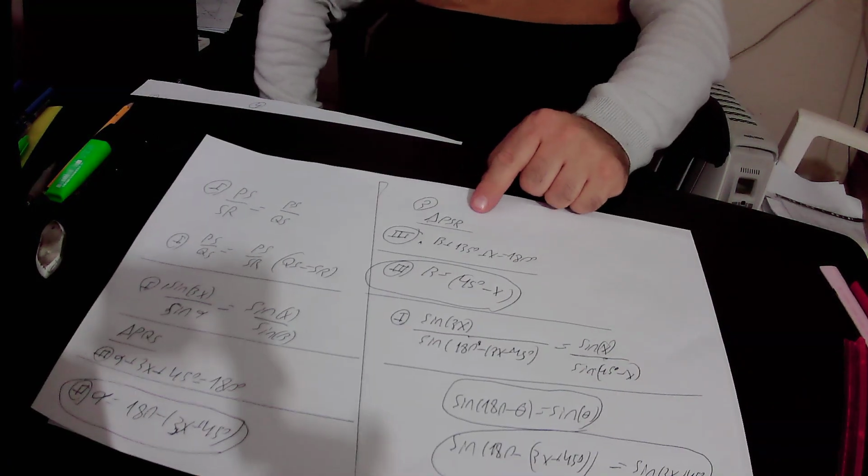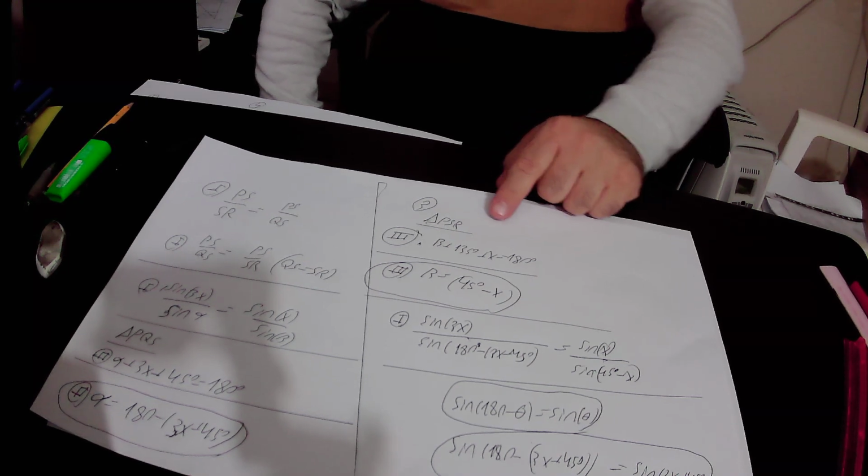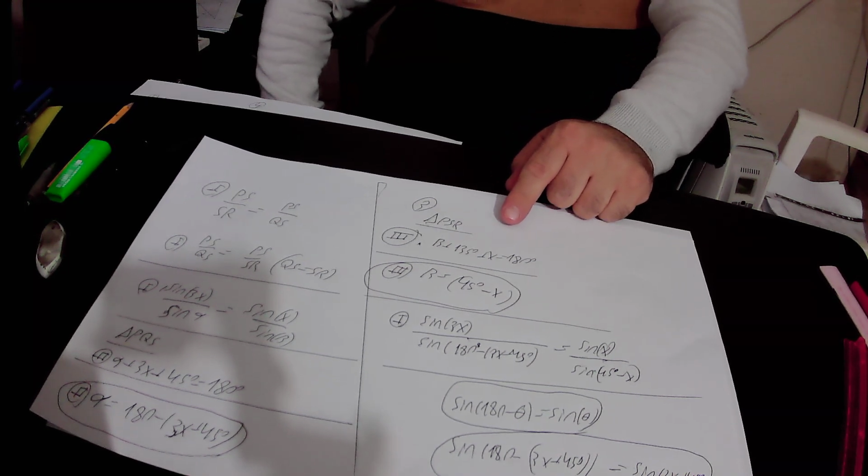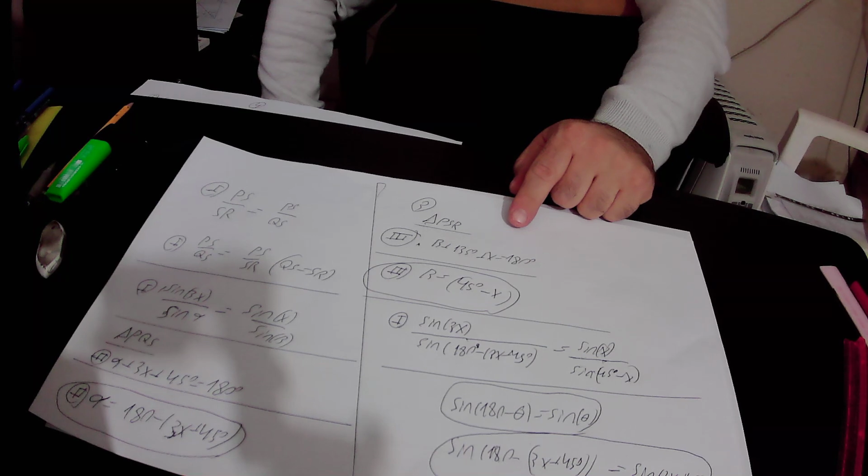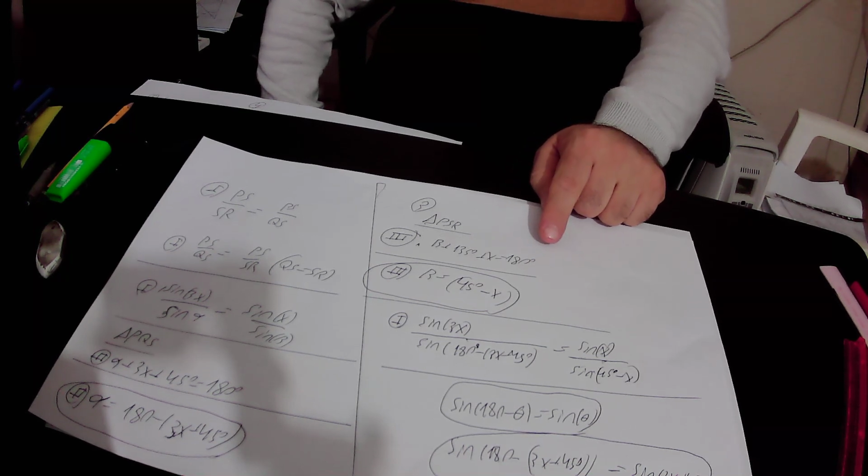Likewise, in triangle PSR, the sum of the angles must be equal to 180 degrees. That is to say, angle beta plus 45 degrees plus angle x must be equal to 180 degrees. We subtracted 135 degrees and also x from this equation, equation number 3, and we got that angle beta equals 45 degrees minus x.